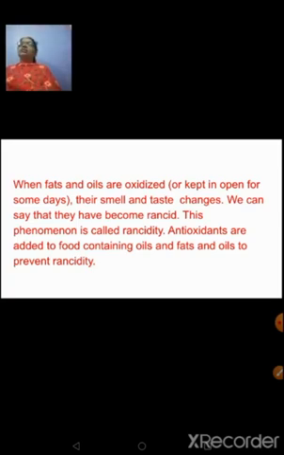Similarly, how to prevent corrosion? By galvanizing, by painting them. Similarly, how to prevent food substances from becoming rancid? By adding antioxidants, by packing them in airtight containers, by flushing the packets in which items like chips are to be packed with nitrogen gas. Like that, you have to write points hand in hand.